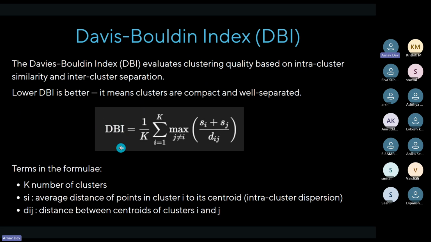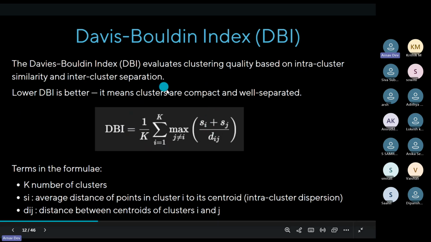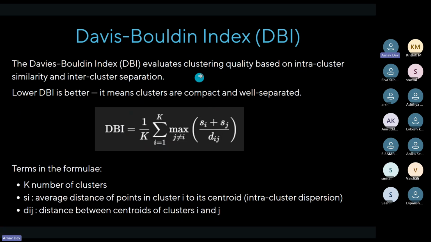The mathematical formula for this is 1 by k times the summation of i equal to 1 to k of the maximum of (Si plus Sj) divided by Dij. So what is Si? Si is the average distance of the points in cluster i to its centroid. If you have all the points in a particular cluster, you compute the average of the distance of the points in cluster A to its centroid. That is Si, and Dij is the distance between the centroids of two clusters.